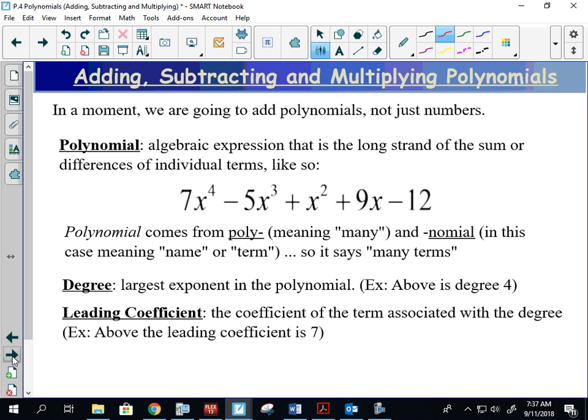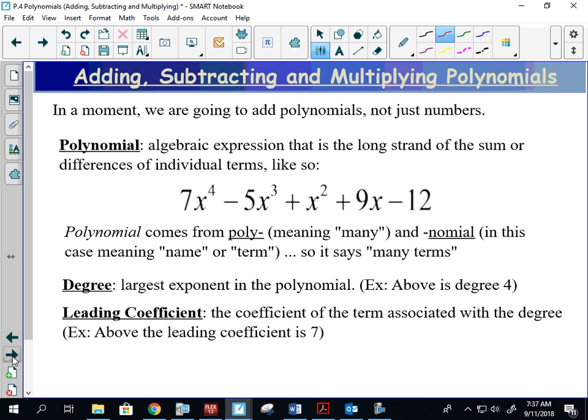Polynomial, the word itself, you don't need to write this part down, it's just for you to know. Poly means many, like if I said a polygon, that's a many-sided shape. So poly means many, and nomial, in this case, comes from the word meaning name, like nomenclature in biology. It's how we name things. So polynomial is something that has many names. We mean many terms. So that's what a polynomial is.